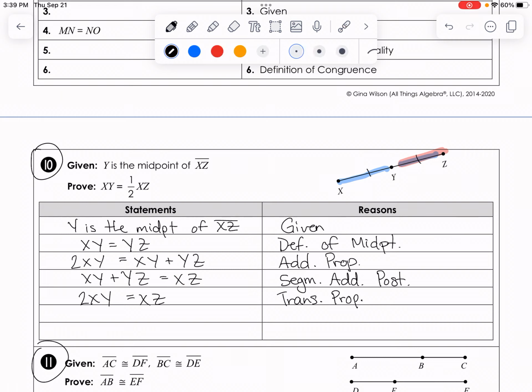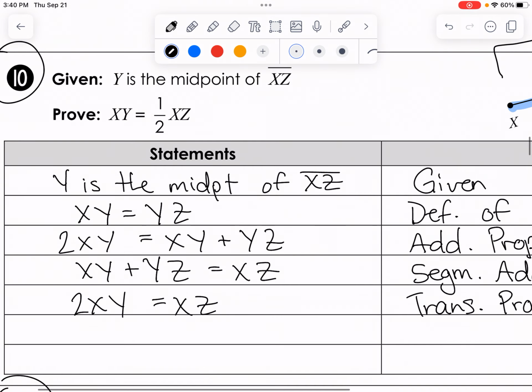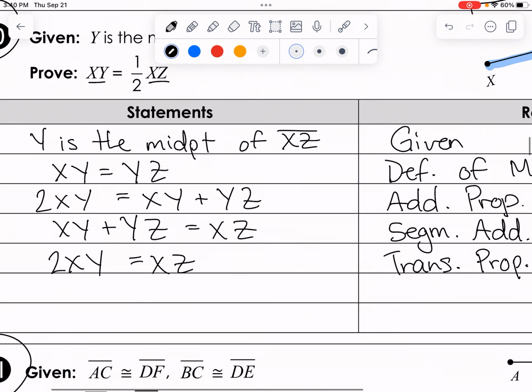Okay, looking at line 3 and 4. What does that mean? It's saying 2 of these things right here is equal to this entire thing right here. That's very close to the argument that we're trying to make, but it's not exactly true. What we have here, I know we have an xy, we have a half xz. What can I do to get that? It's just one more step here.